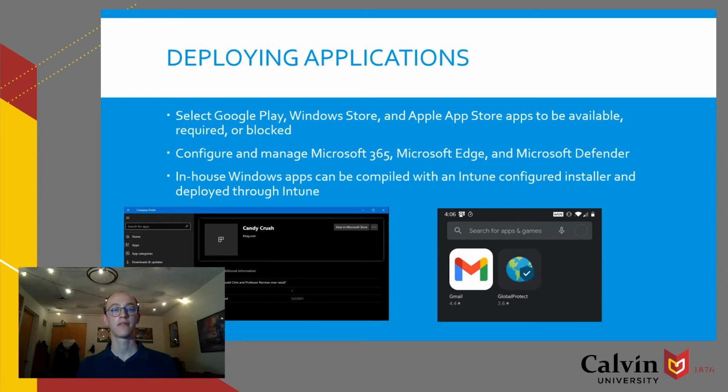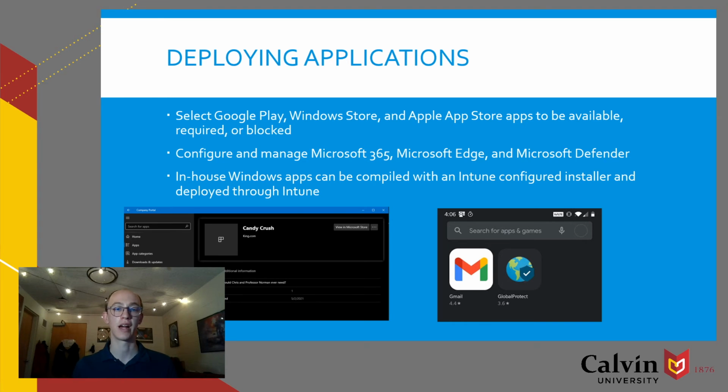Once the devices are managed or enrolled, or even if they are not, if you want to do some MAM, you can deploy applications to those devices. So you can select Google Play apps, Windows Store apps, and Apple Store apps. They can be made available to your users for them to pick out from the company portal. You can also require certain apps so that when the device is enrolled, the app is automatically installed.